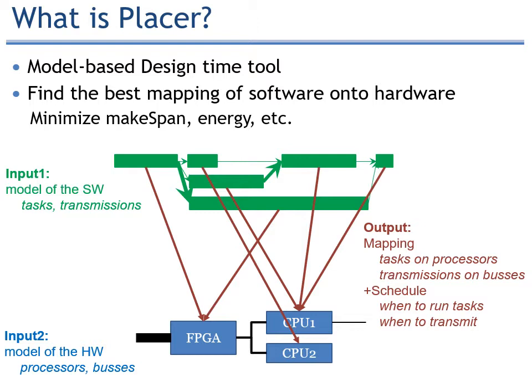Concretely, the input is divided into two main parts. We have the model of the software in green on the slide, which is task-based and includes the transmission. And in blue, you have the other input, which is the model of the hardware, including the processing elements, such as FPGA or CPU, and the buses. And in red, you have the output, which is the mapping, so where tasks execute, and when they execute as well. Notice that the mapping also mentions when transmissions occur, and on which bus they have to occur, in case you have several possible buses.